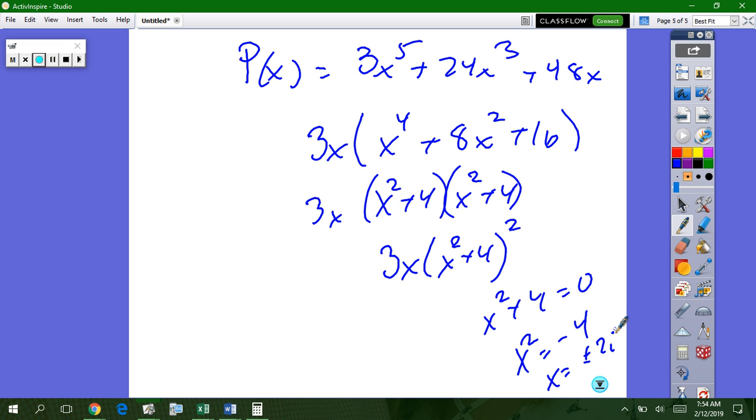I need 5. Well, that's where this squared comes in because it's a multiplicity, meaning plus or minus 2i are multiples of that, right? So is there technically 5 zeros there? There are.